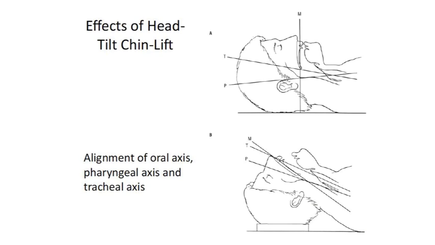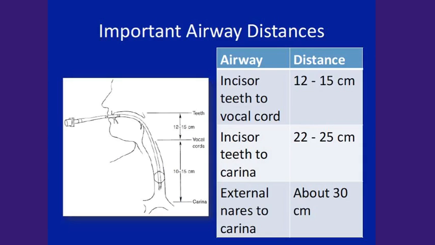This is to show the effects of doing a head tilt chin lift. Basically, it is to bring into alignment the oral axis, the tracheal axis, and the pharyngeal axis so that they are as much aligned to each other as possible. This is in order to optimize your laryngoscopic view.